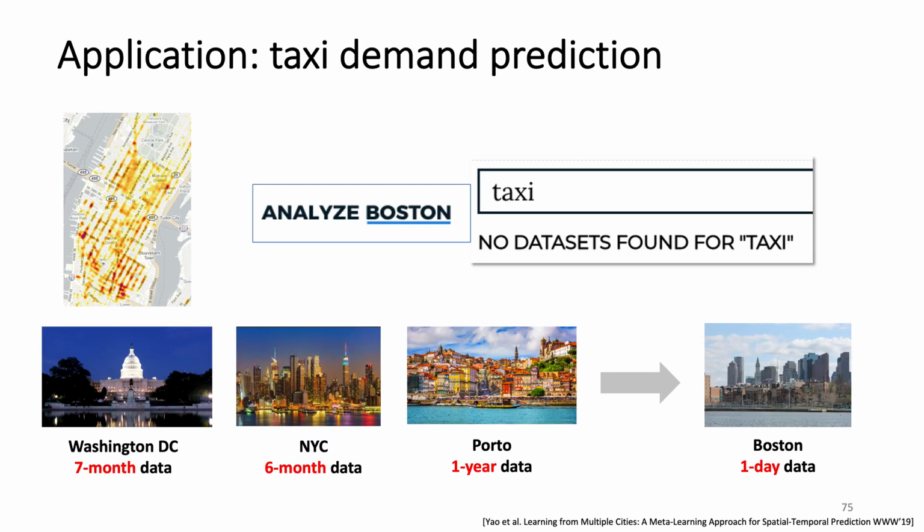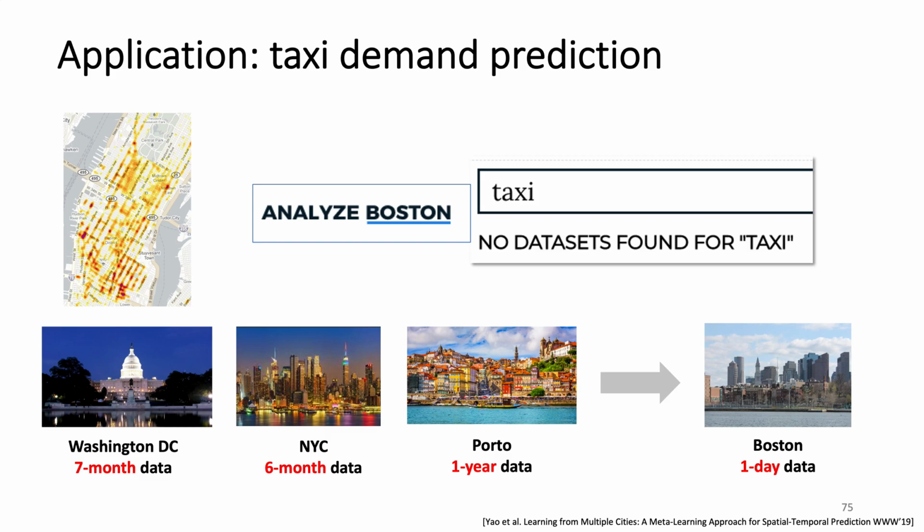In another example, which is very correlated to spatial temporal prediction, we use the knowledge for taxi demand prediction. In taxi demand prediction, as JC said in the introduction, if we want to predict the taxi demand, we cannot find much data in Boston, because when we entered the taxi Boston website, we did not have any data.